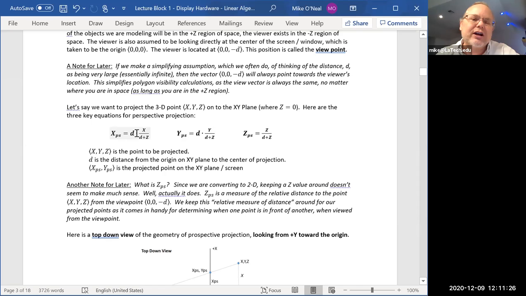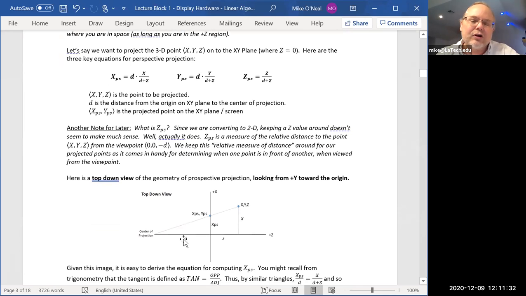So X perspective projection is D, where D is the distance that you are in front of the screen. Units are arbitrary. You can choose what you want. So it's D times the X value from the 3D point XYZ, divided by D plus Z. That gives you the X perspective projection. That PS means perspective. Y perspective is very similar. It's the same D, right? times Y over D plus Z. So this gives you the drawable point XPS, YPS.